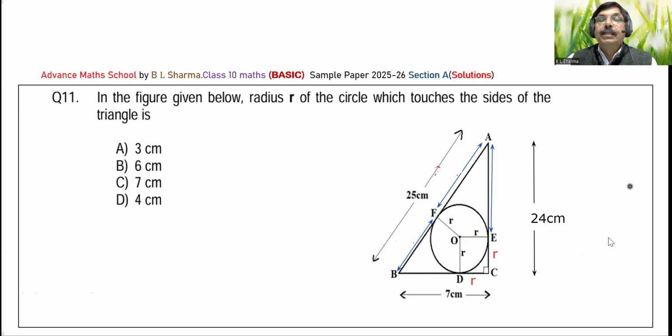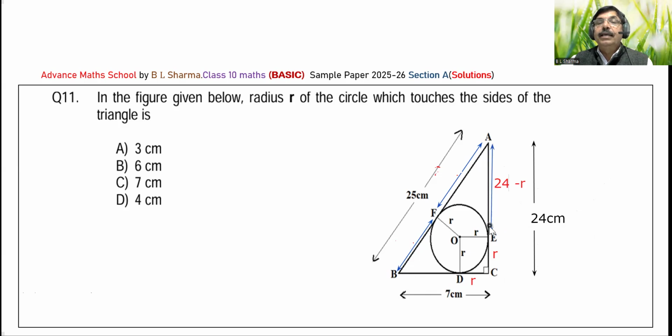EC is also r. The lengths of tangents drawn from an external point are equal. Here to here it is 24 centimeters, as given. This is r, so AE will be 24 minus r. Got my point? And since the total is 7 centimeters, this will be 7 minus r centimeters.